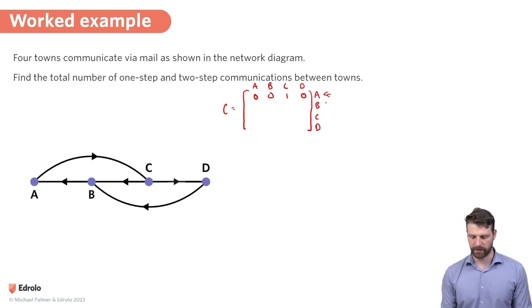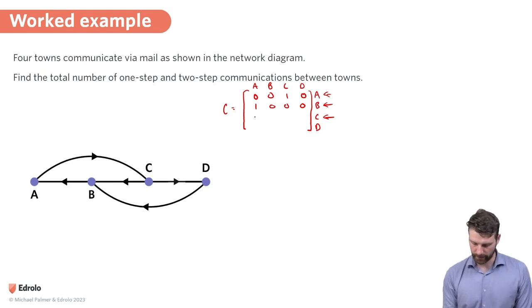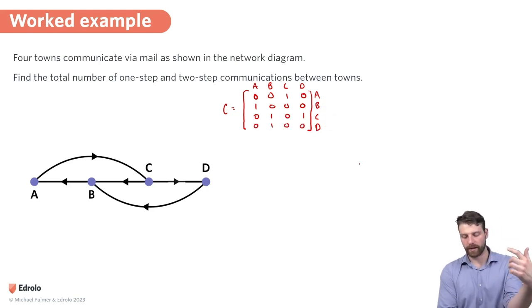A quick way of doing this is to say, okay, I'm on to row B now. And who can B talk to directly? Well, B talks directly to A, and nobody else. So I'm just going to put 1 for A and 0s everywhere else. And now I'll go to C. Who can C talk to? Well, it looks like it talks directly to B and D. So I'm going to put 1s in columns B and D. And lastly, who can D talk to? Well, D looks like it talks directly to B, and that's it. So we found the one-step communication links.